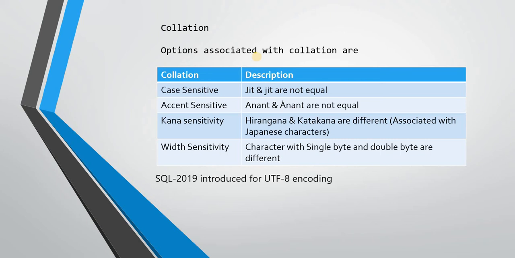Similarly, accent sensitive: you can see here the A here is different and the A here is different, so these are all different values. When you are setting kana sensitive, then hiragana and katakana are different. These are basically associated with Japanese characters. Then it comes with width sensitivity, where a single byte character and a double byte character are also different. The characters may look the same, but whether you store them as single byte or double byte makes a difference.